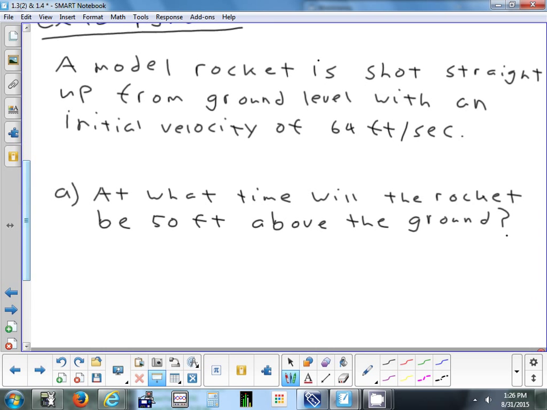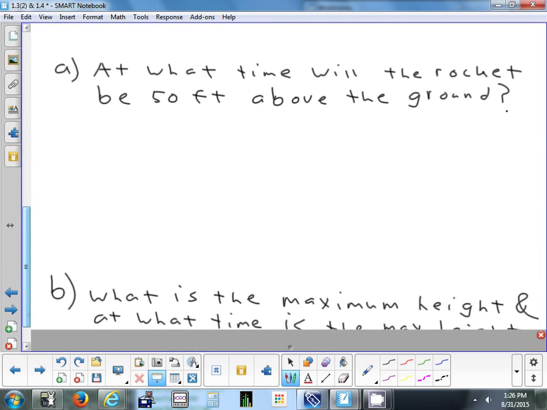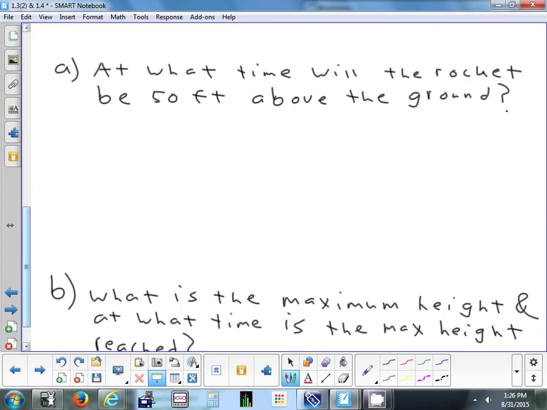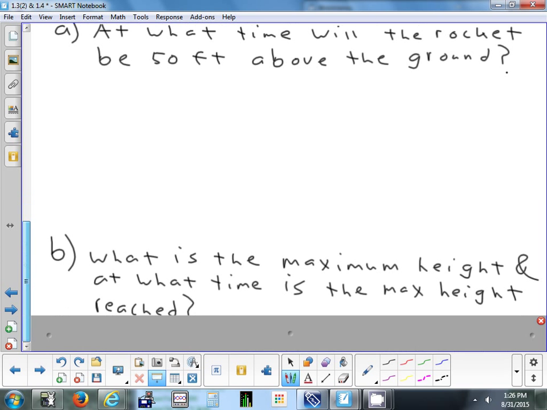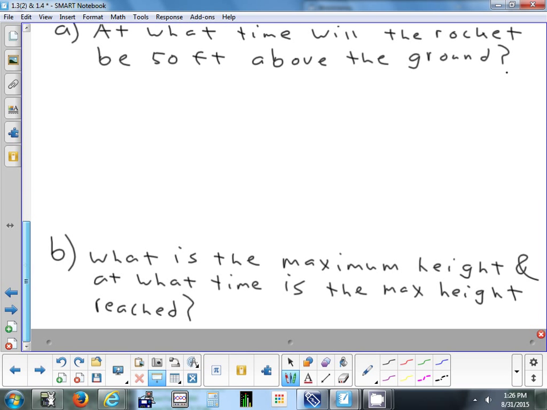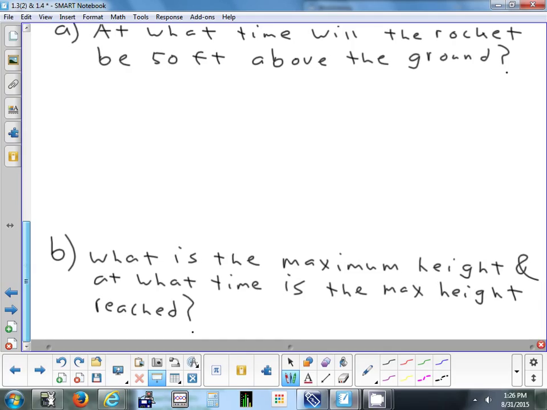Okay, a couple things I want to know. First, I want to know when the rocket is going to be above 50 feet. And keep in mind, that's probably going to be an interval of time. The rocket's going to be going up, and then at some point, it's going to be above 50 feet. It's going to stay above 50 feet. And then at some point, it'll drop back down. So it'll probably be between a certain time it's above 50 feet. And then I want to know what's the highest that the rocket reaches, and at what time does it reach its maximum.